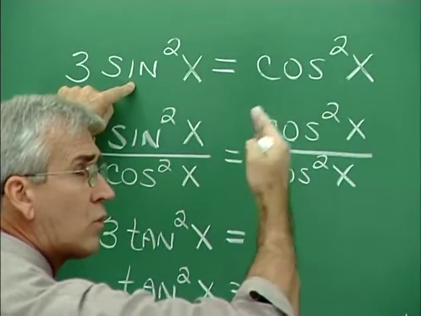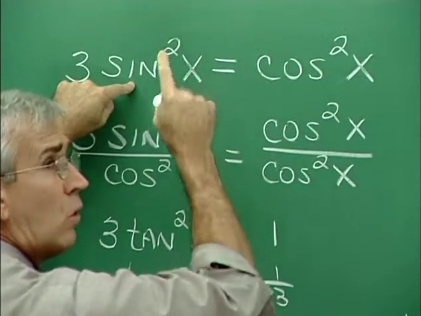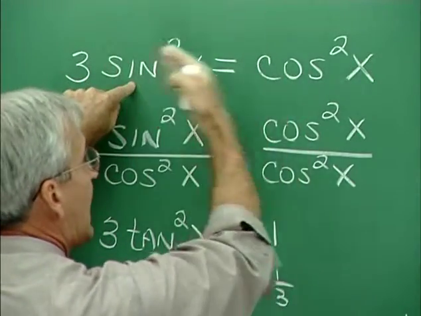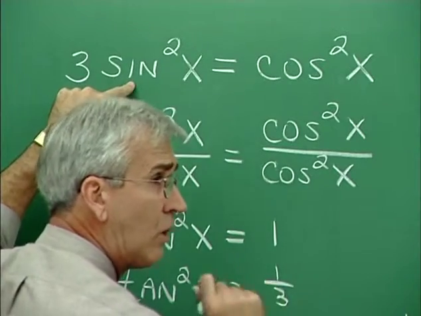So sine squared is 1 minus cosine squared. So we could replace sine squared with 1 minus cosine squared, and we would have this rewritten in terms of only one ratio. All right, that's one strategy.